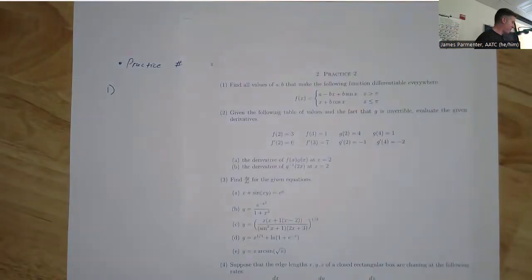So the first problem says, find the values of A and B to make the following function differentiable everywhere. And what's not being said there, but certainly is heavily necessary, is that to be differentiable, we first have to make sure it's continuous. So that's the thing we're going to focus on first, is making sure that the A and B values give us continuity, and then whatever else we need to make sure that we get differentiability.